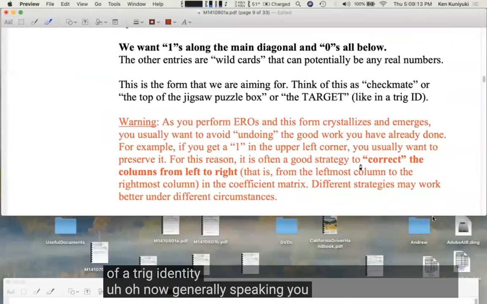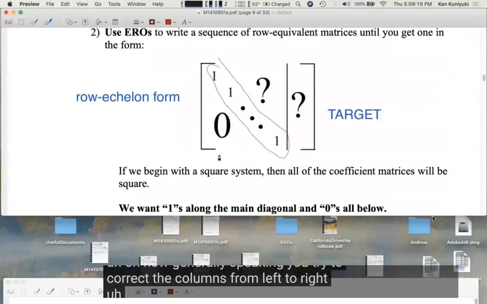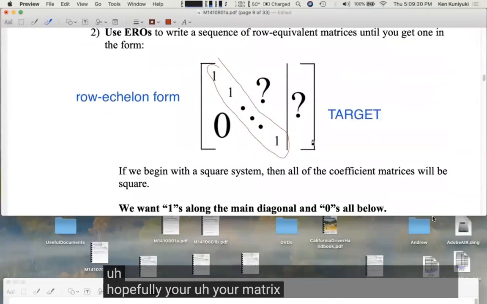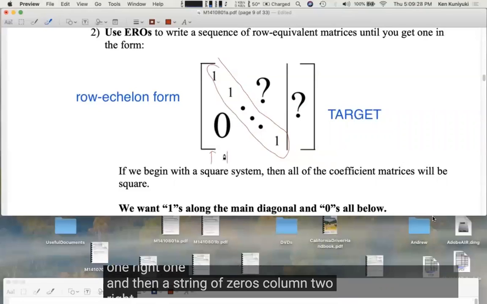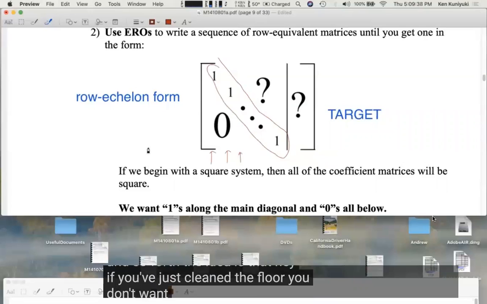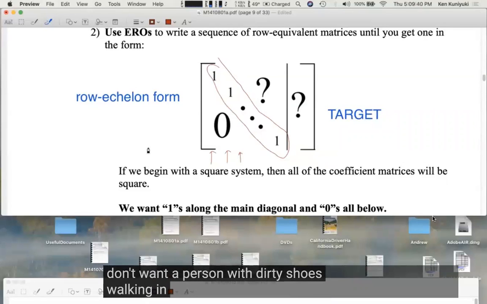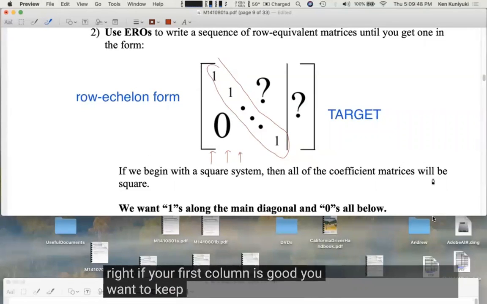Now, generally speaking, you try to correct the columns from left to right. Hopefully your matrix won't be this big, but the idea is that you want to get column 1 right, 1 and then a string of 0s, column 2 right, wild card 1, string of 0s, then column 3, and so forth. The idea is that, hey, if you've just cleaned the floor, you don't want a person with dirty shoes walking in. Why not? Because you don't want your good work to be undone, right? If your first column is good, you want to keep it good.